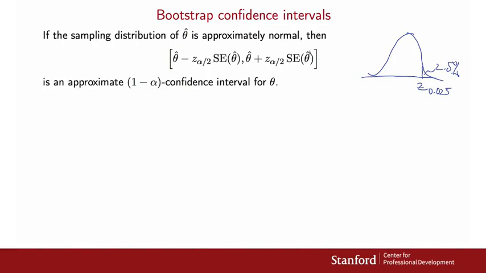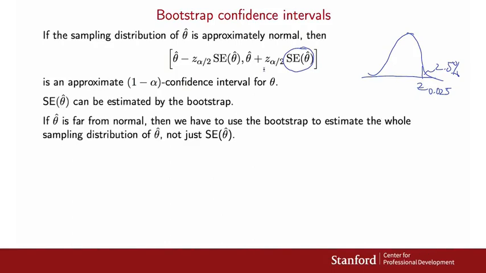We just saw how to estimate the standard error in case there's no formula for it. But remember, the confidence interval is really based on the assumption that the sampling distribution of theta hat is roughly normal. That's the reason why we use the multiplier z from the normal curve. What happens if theta hat is not approximately normal? Well, it turns out we can use the bootstrap in a more ambitious way. In fact, we can estimate the whole sampling distribution of theta hat, not just the standard error.